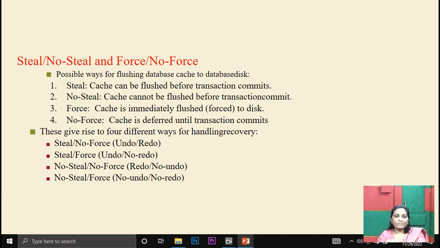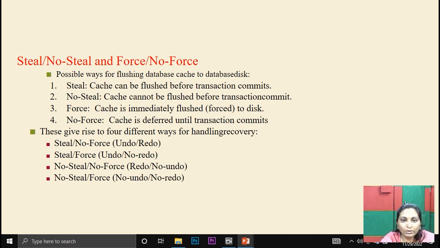No-steal means the cache cannot be flushed before the transaction commits. That is, our data in the cache cannot be saved to the database before the transaction commits. When the transaction goes to the commit point, at that point our transaction will be successfully completed, and after that our data will be stored to the database.